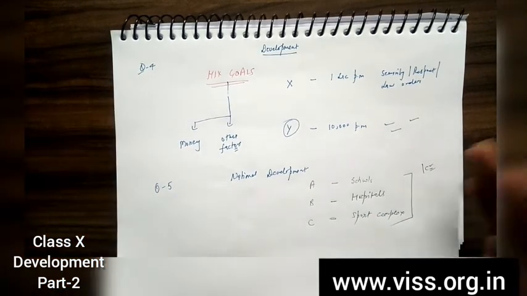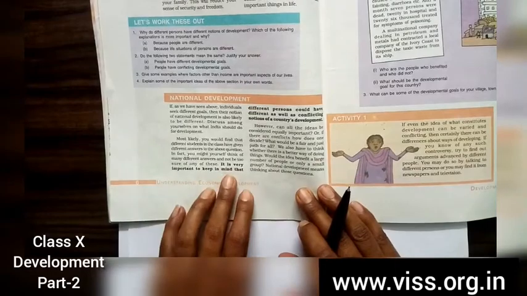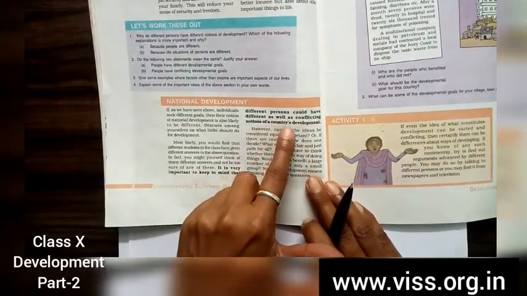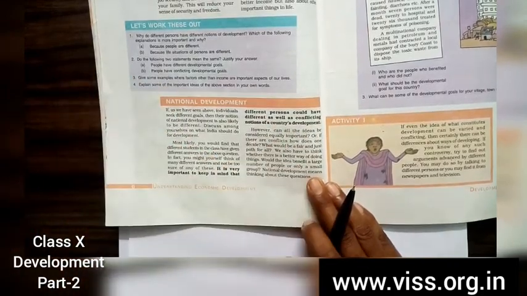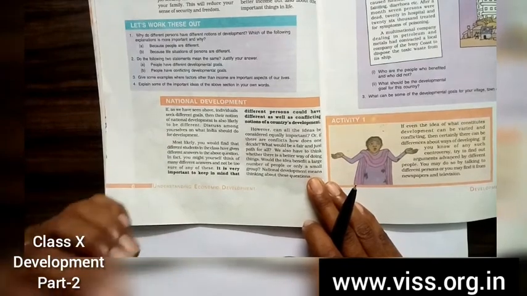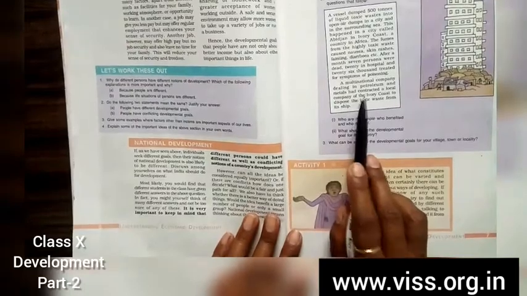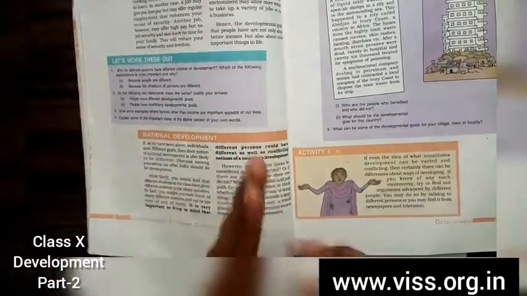So again I am moving to the NCERT to give you a better idea. In the next topic, it is very important to keep in mind that different persons could have different as well as conflicting notions of a country's development. So we have only one question here, what is a nation's development? So we will start with any example. See, one example is also given here, you can read that, but whatever example you feel is suiting you to answer the question, you have to write this bold line first, then followed by the example.